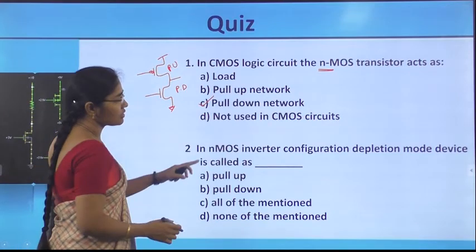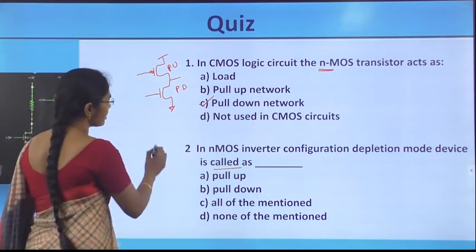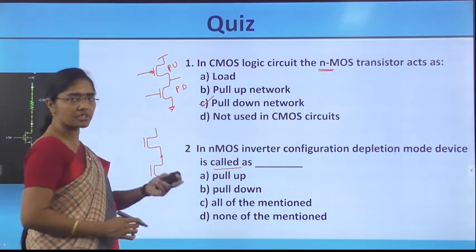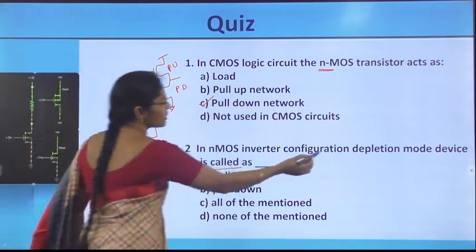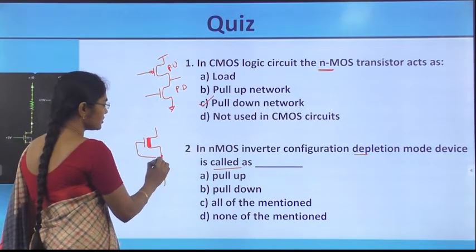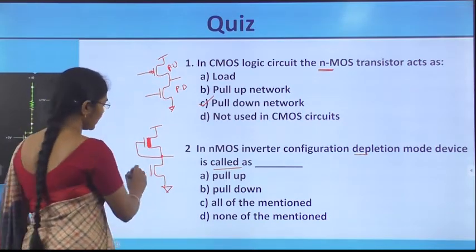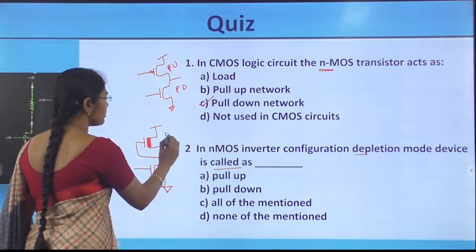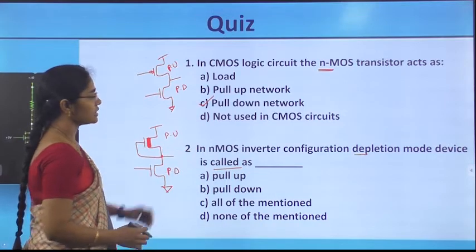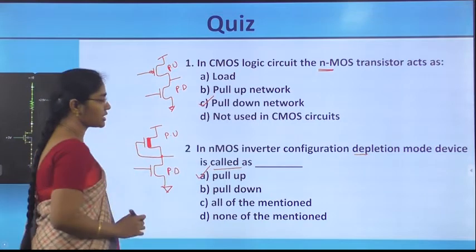Then, in the NMOS inverter configuration, the depletion mode device is called what? What is the NMOS inverter configuration? An NMOS inverter with depletion or enhancement can be used as the load, but here a depletion mode transistor is given, with VGS equal to 0, output, ground and VDD supply with the input. This is the pull-up device and this is the pull-down device. So in the NMOS inverter, the depletion mode device is again the pull-up transistor only.